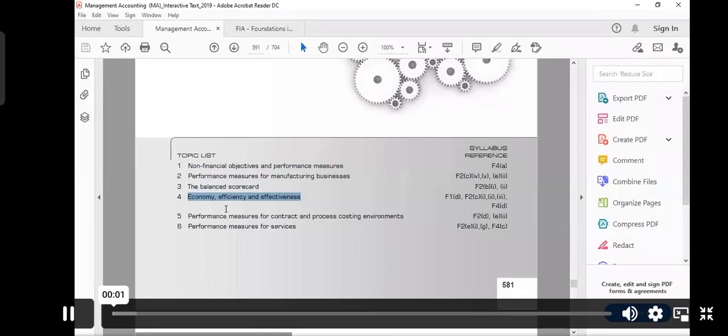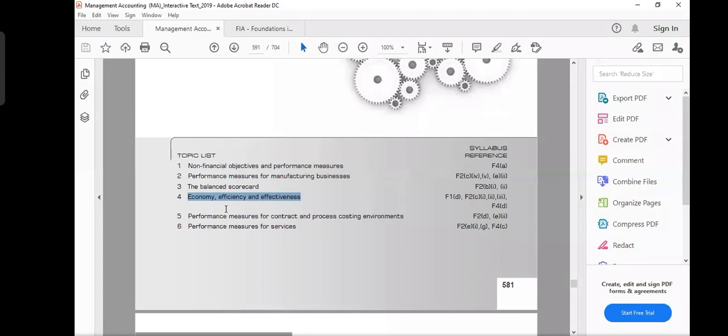Economy, efficiency, and effectiveness. We call it the 3 E's of performance. This economy, efficiency, effectiveness model works in not-for-profit organizations. Like you have commercial organizations, like banks, insurance companies, hospitals, cement factories, sugar factories, car manufacturing, airlines. These all are commercial organizations. They make money. Then you have non-profit organizations, which are also called not-for-profit organizations.